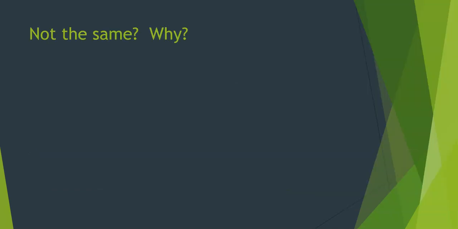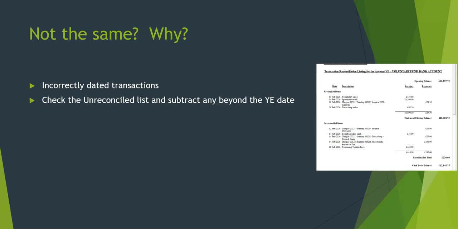But again, what happens if you go through that process and they're not the same? Well, again, it's invariably something to do with incorrectly dated transactions. So when you look at the unreconciled items, which is on the bank rec report, the transaction reconciliation list, you need to look down the dates. And invariably what you're going to find is the very last one goes beyond the year-end date. That's the most common cause of not being the same figure.